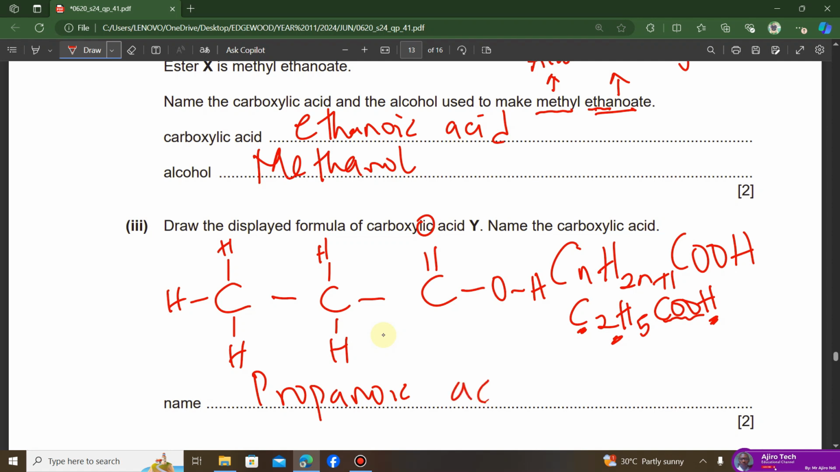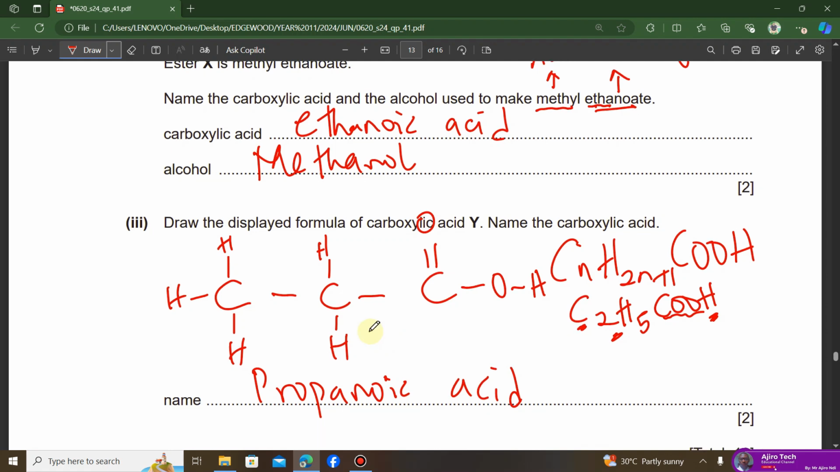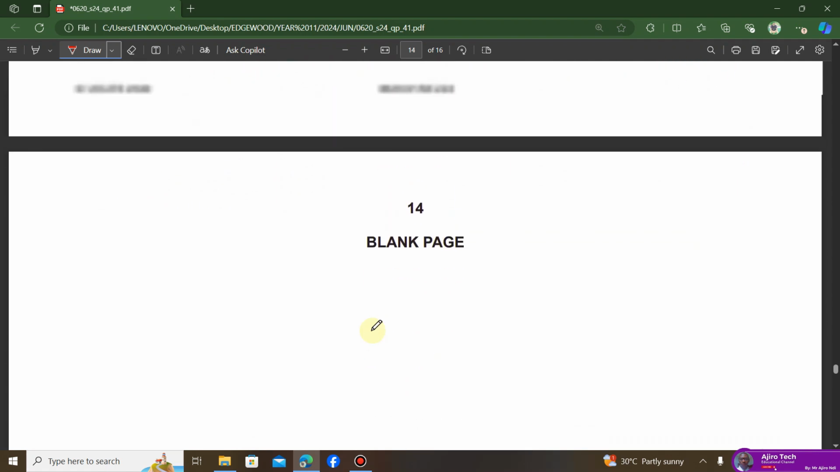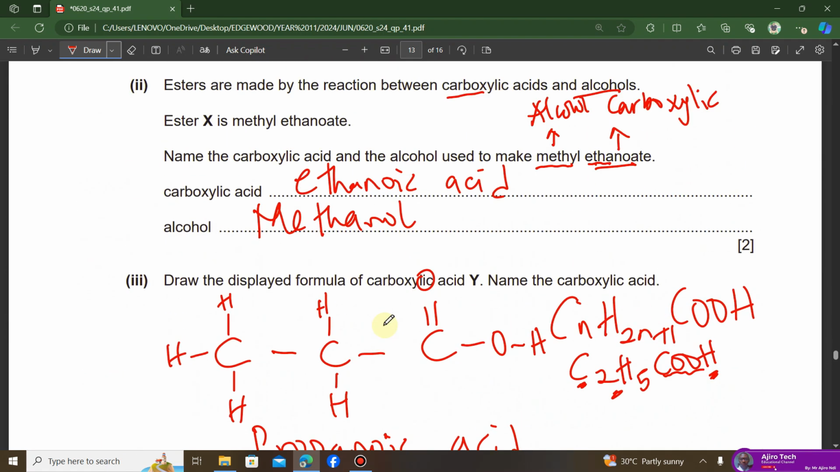acid. So the first member of the carboxylic acids is methanoic, that's 1 carbon atom. The second member with 2 carbon atoms is ethanoic. The third member is simply propanoic with 3 carbon atoms. So these are the solutions to this paper.